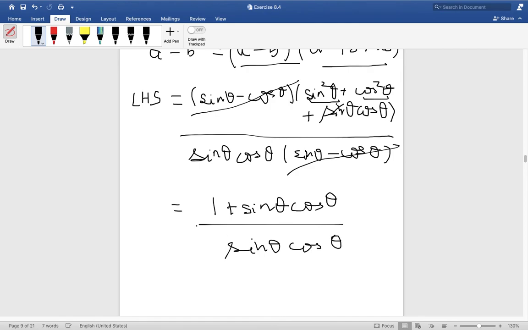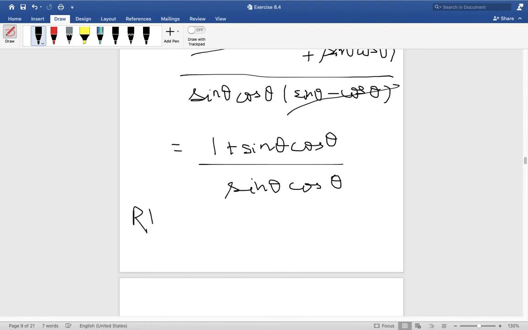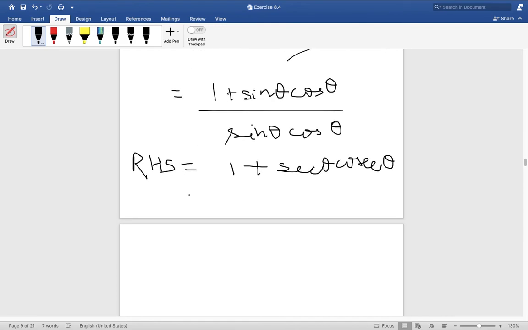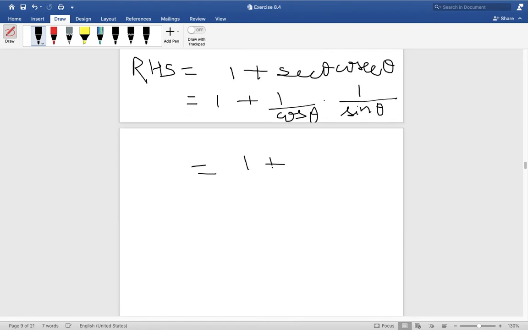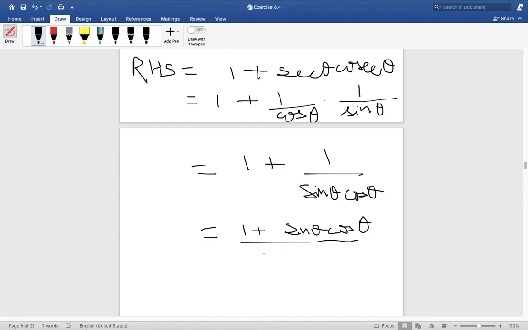If I look at the right hand side, I have 1 plus secant theta cosecant theta. Remember I told you we can convert everything to sine and cos and make our lives much easier. This is what we are provided, so I'll get rid of the secant and put it in terms of sine and cos. Secant we know is the reciprocal of cos, cosecant is the reciprocal of sine. So we have 1 plus 1 by cos theta sine theta. Take the LCM, you get 1 plus sine theta cos theta by sine theta cos theta.